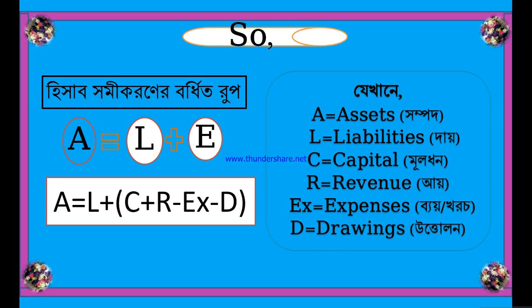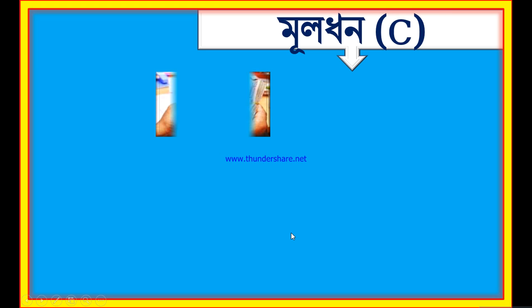So now, the accounting equation will be A equal to L plus E. From A equal to L plus E, the extended equation will be A equal to L plus E, but E means C plus R minus EX minus D within the bracket. I've already said A for assets, L for liabilities, C for capital, R for revenue, EX for expenses, D for drawings. Okay.